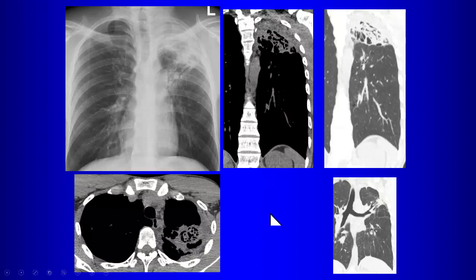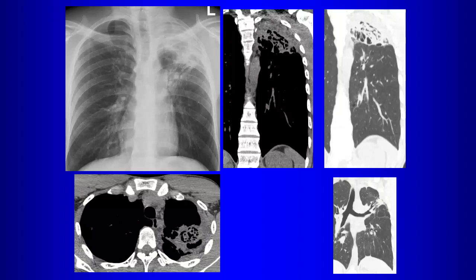Is this a good appearance for sarcoid? Because that's another disease that can give you upper lobe fibrotic change. Is this a good appearance for sarcoid? Yes or no? No. The answer is no. Why is it not a good appearance for sarcoid?